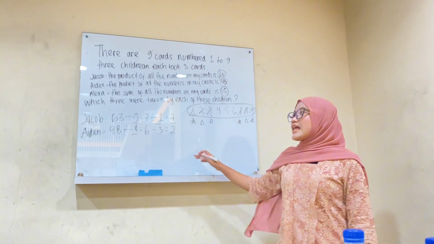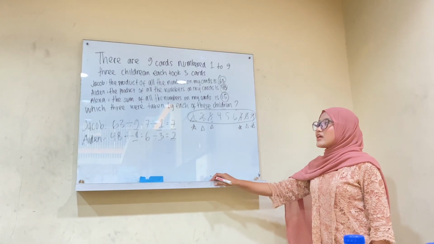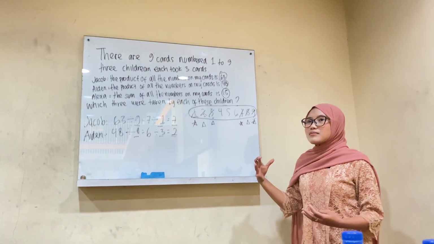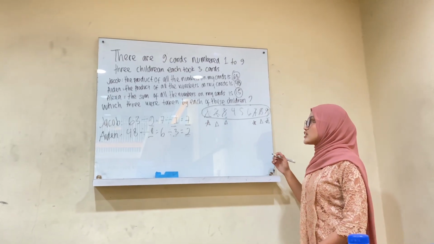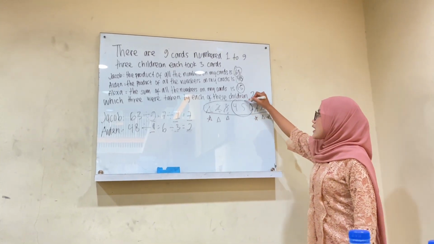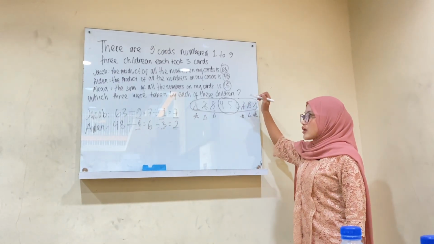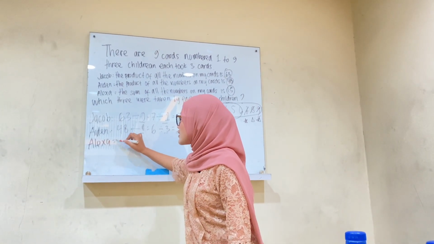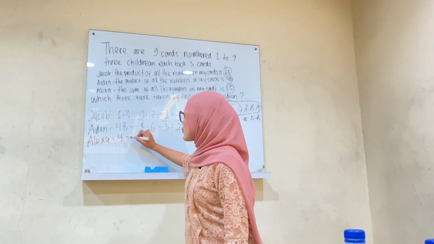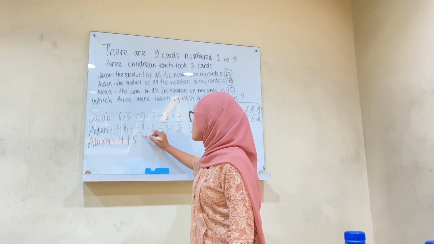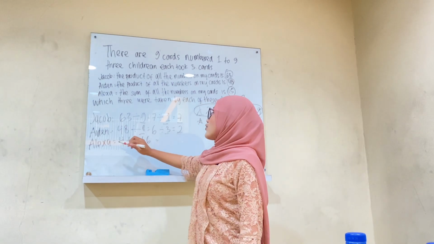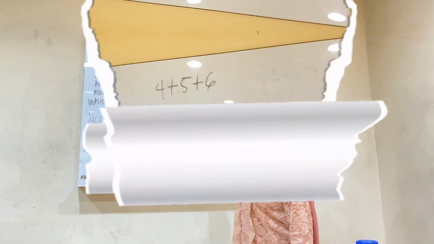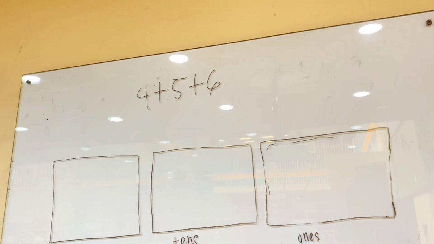Okay. The next case, or the last case, is Alexa, who said the sum. We know that sum is addition. So we're trying to add and combine the 3 left cards. Is it gonna say 15? We don't know. So 4 plus 5 plus 6. 4 plus 5 is 9. 9 plus 6 is 15. So in this case, it's a little bit different because it's addition.